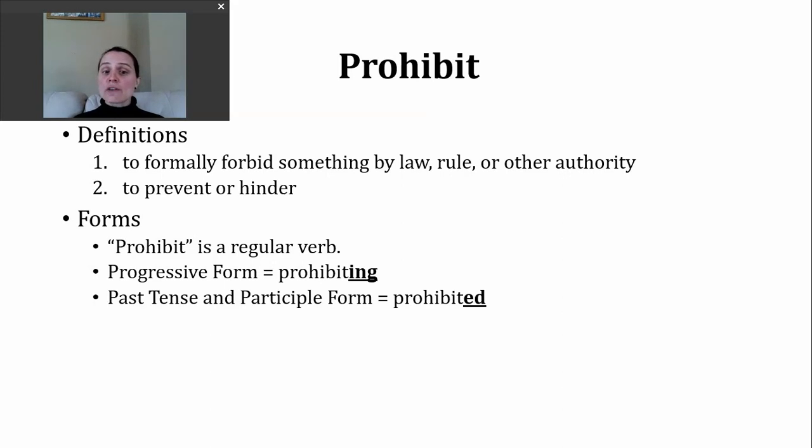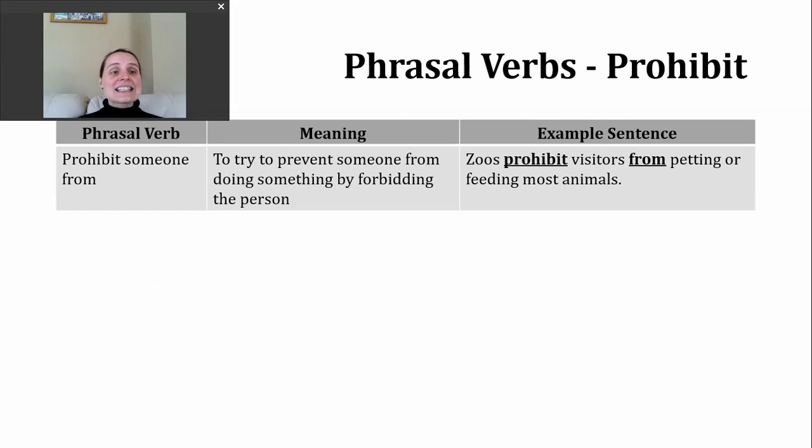Prohibit is a regular verb. Its progressive form is made by just adding ing. We don't double the T because the emphasis is not on that syllable. The other way we form the past tense is just by adding ed. And this ed is going to make an id sound. Id. Prohibited. Okay?